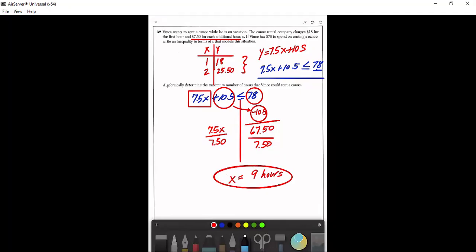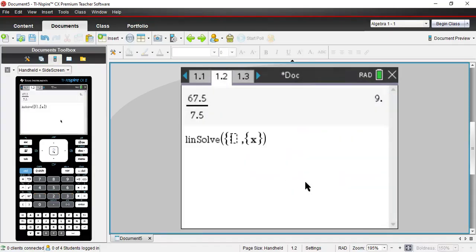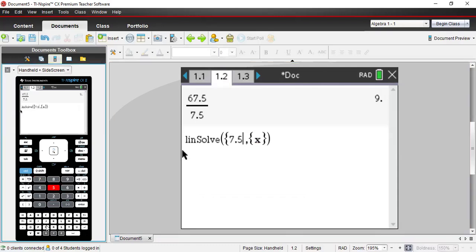That's my answer. Now, is there anything for me to check? Let's check my algebra real quick. So I go back to the calculator. I'm going to do menu 32, set this to 1 since I only have 1. Now I'm going to change that inequality to an equation. 7.5x plus 10.5 equals, now this has to be equals even though it was an inequality. And then I press enter and it says 9. So that is cool. The algebra is clean.